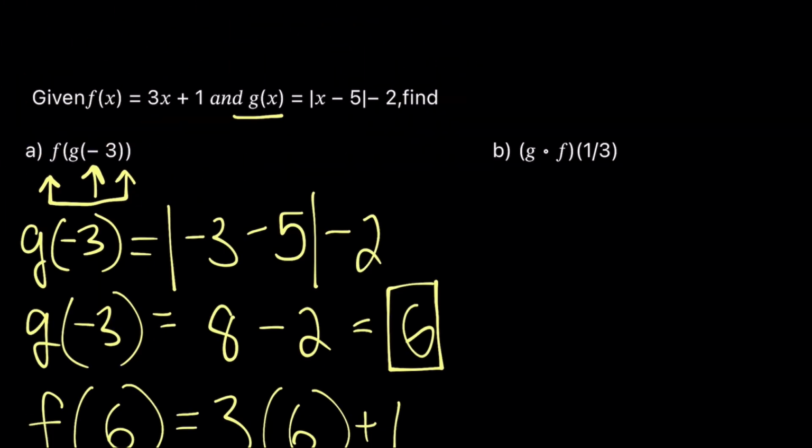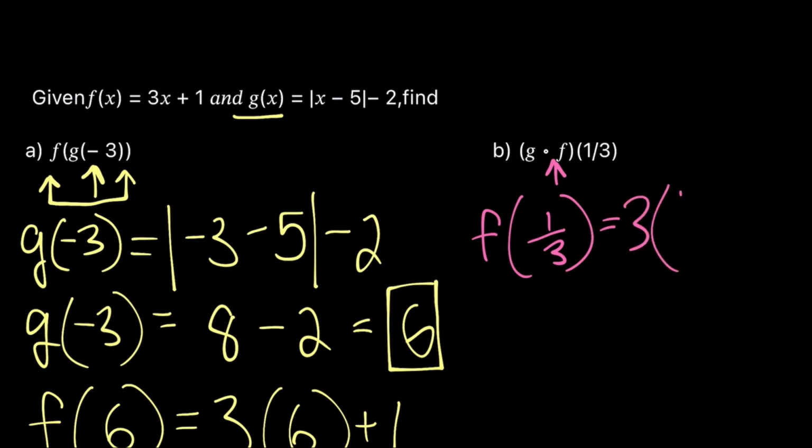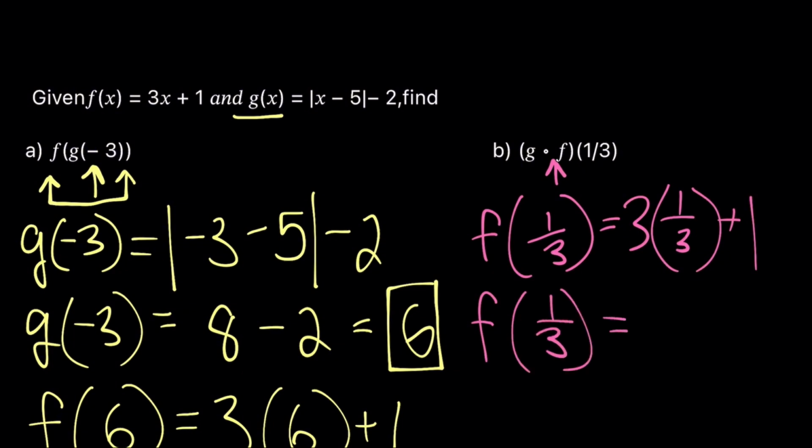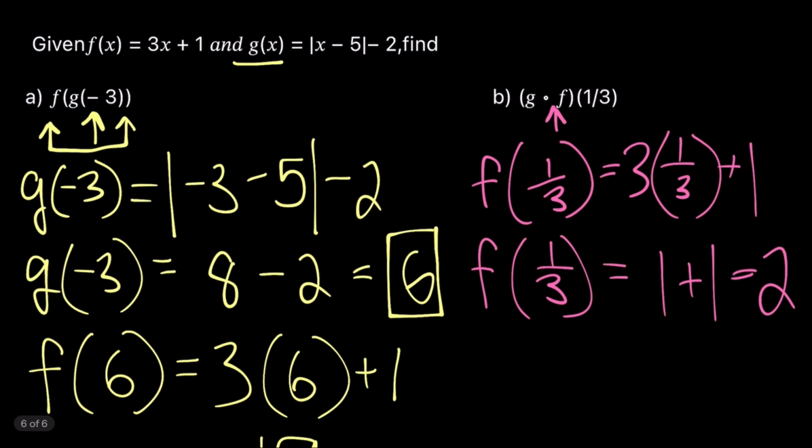G of f of 1/3. So first, I'm going to start off with whatever's on the right. So I'm going to start off with f. So f of 1/3 equals 3 times 1/3 plus 1. So I'll just solve this. f of 1/3 equals 3 times 1/3 is just 1 plus 1. That equals 2. And now we have to plug this answer into g of x.